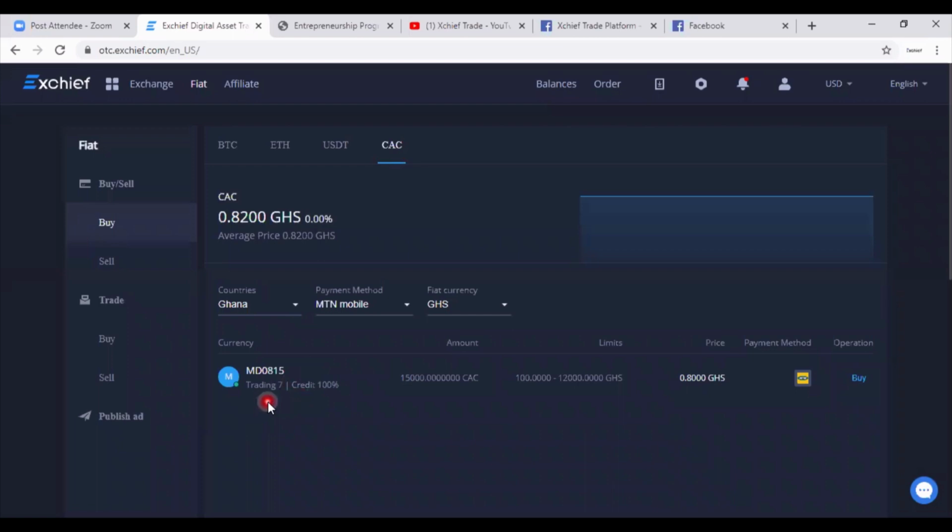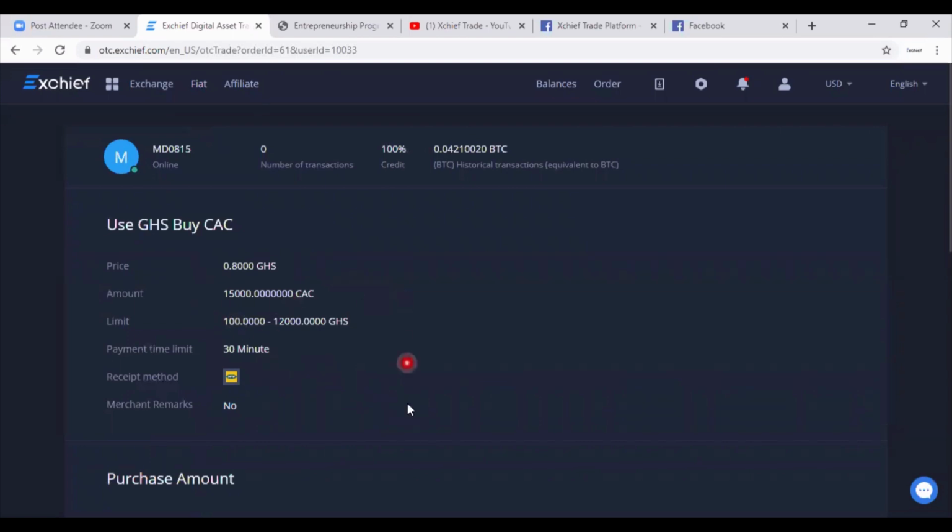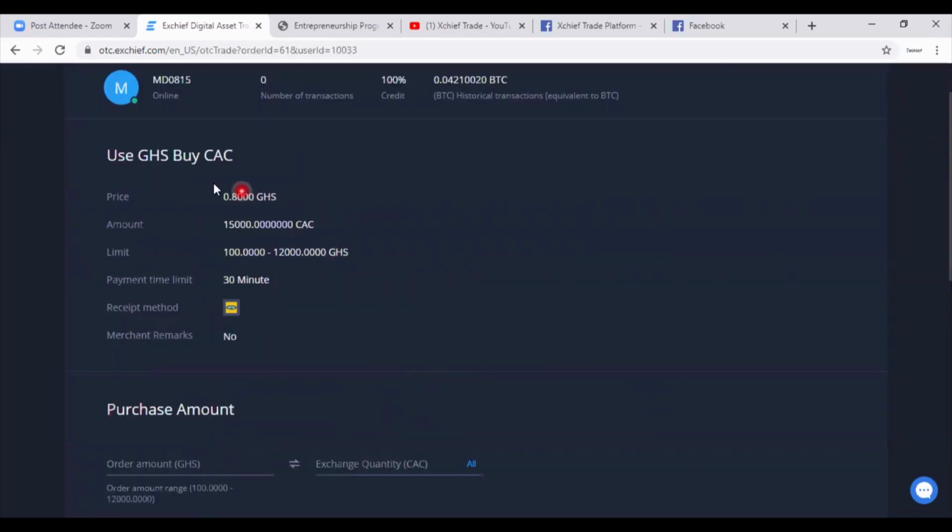Okay, so you have the nickname of the seller, you have his credibility rating showing, and that's 100%. And then you have the amount of CAC he's advertising. You have the limit, which determines how small of this ad you can buy and how large of this ad you can buy. You have the unit price of the stock he's selling, and then you have the payment method. Once you are satisfied with all these details, you click on the buy button, and this is the interface you have. Okay, so in the same way, you have the spot price, the unit price showing, the amount also indicated, the limit, the payment time limit, and then the payment method.